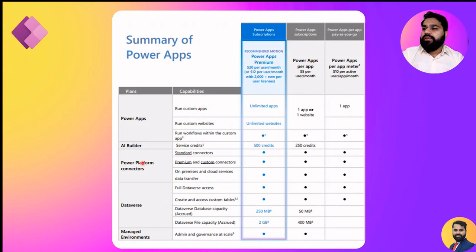Okay. Now, from the Power Platform connectors point of view, these users will be able to access all the standard connectors. These users will be able to access all the premium and custom connectors also. When we talk about accessing the premium connectors, for example, box.com is one of the premium connectors which can be accessed, or any other we can take.